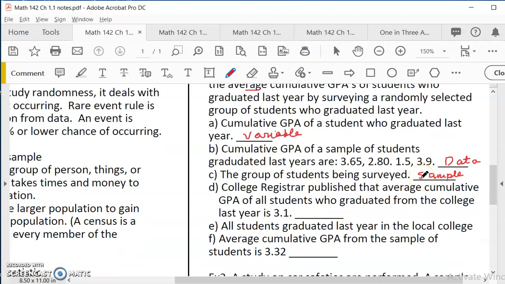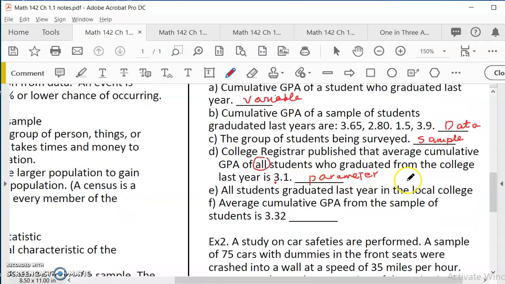The College Registry published that the average cumulative GPA of all students, notice, all students who graduate from the college, is 3.1. Somehow, someone actually knows all the students' GPAs and they publish the average GPA, and it is 3.1. So this number, 3.1, is a parameter because it's from the whole population. Only the registrar, if they're willing to do it, can do it.